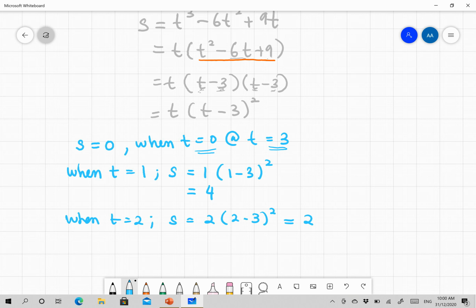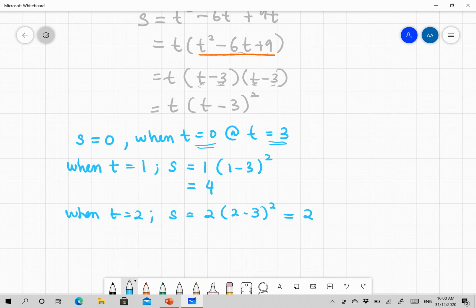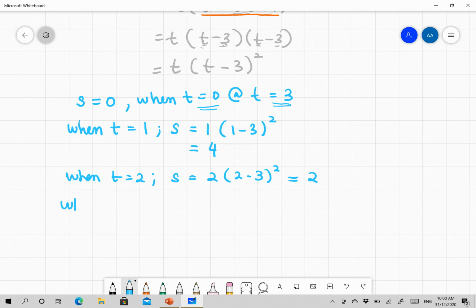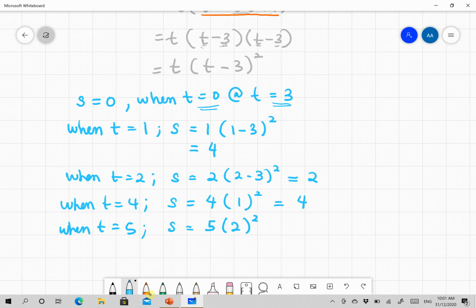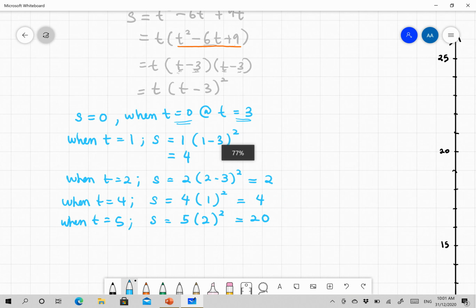Right, next, if t is 4, when t is 4, s is going to be 4 times (4 minus 3) squared. 4 minus 3 is 1, so s is going to be equal to 4. And finally, when t is equal to 5, s is going to be 5 times (5 minus 3) squared. 5 minus 3 is 2 squared. So 5 times 4 is 20. So these are the values that you can easily plot as well.